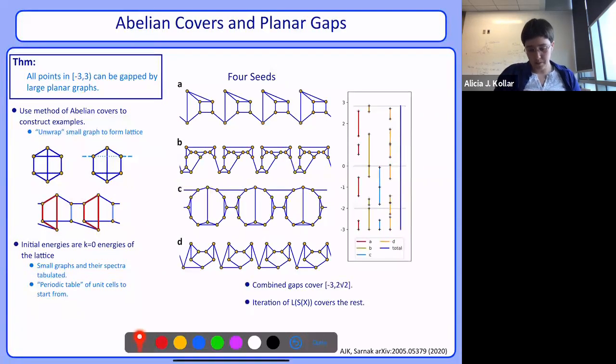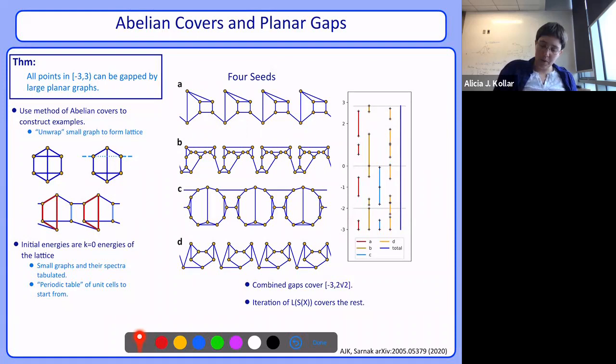And we found many, many non-planar covers, but we found a few planar covers, in particular these 4. What's shown in this portion of the screen is actually the gaps in the spectra of these graphs. So in red is the gaps for this one, in brown is the gaps for this one, et cetera, et cetera. These were found numerically, but the union of these gaps covers the entire interval -3 to 2√2, and they overlap by more than the numerical resolution.